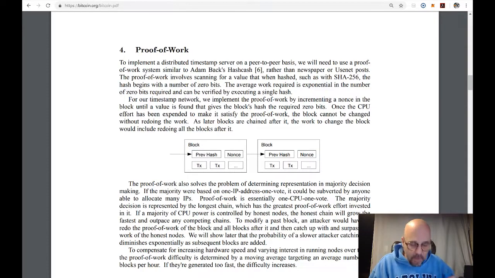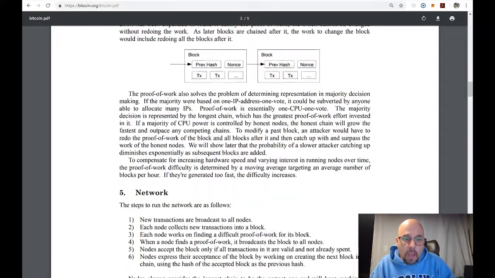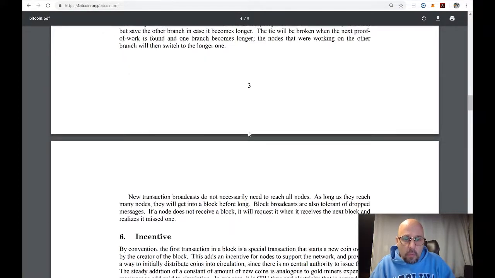The computers have to solve this math problem, and when they've solved it, they show that they've solved that problem. Once they've done that, they have to broadcast this to the rest of the network. Once the rest of the network agrees that it's a good block, that the block looks good, they can go ahead and put that block into the blockchain. I'm going to talk more about that in just a little bit. And so that's the network.